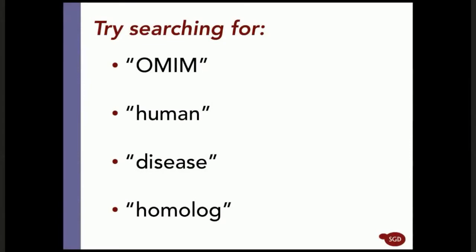Try lots of different searches at SGD and see what comes up. Here are some of the examples of the homology and disease search terms you could try. You can search for something as specific as amyotrophic lateral sclerosis or as broad as disease. Either way, you're likely to discover something new about the yeast genome.